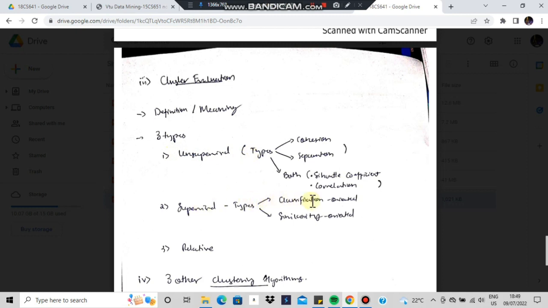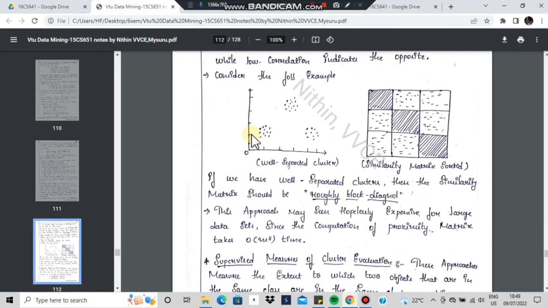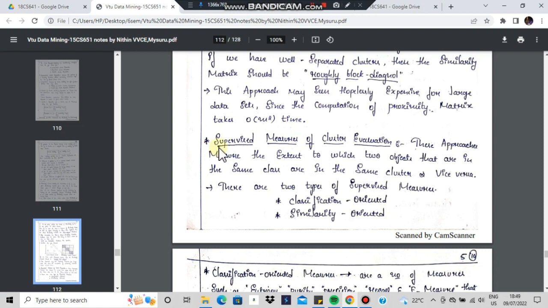There are two types: classification oriented and similarity oriented. So let's see what is in both of these topics. So supervised means we'll be providing labels. Okay.